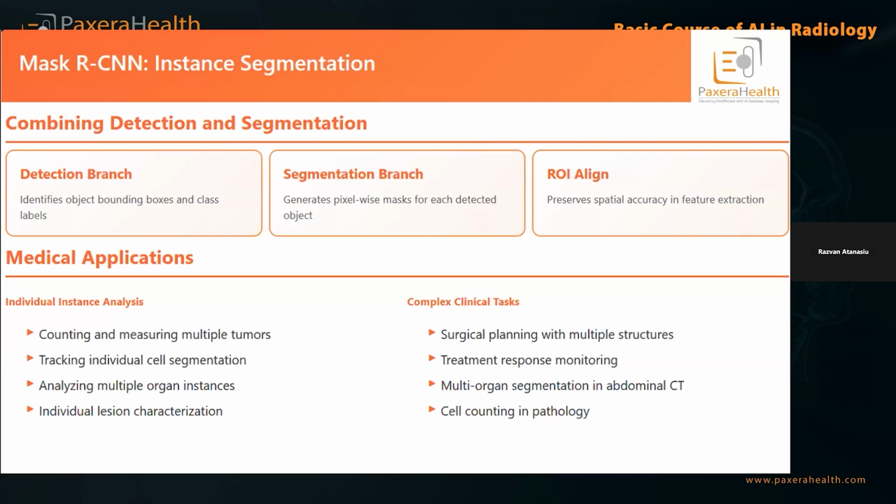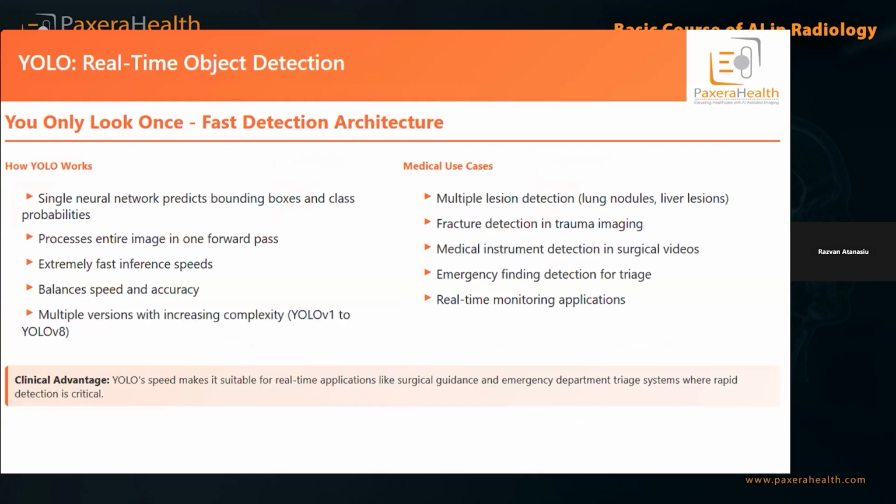This, in addition to being a single neural network that predicts bounding boxes and class probabilities, can do this for multiple identifications at the same time, right? So it finds all the lesions, for example, in an image. And the good news is it's fast. So there is always a trade-off here, a balance between speed and accuracy.